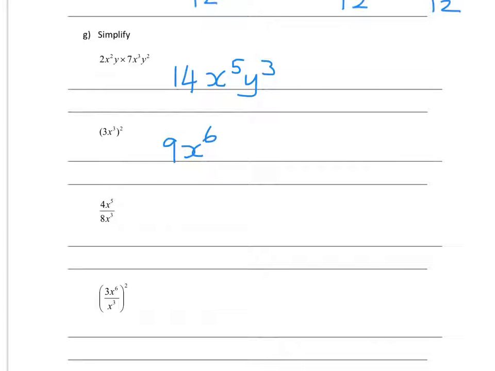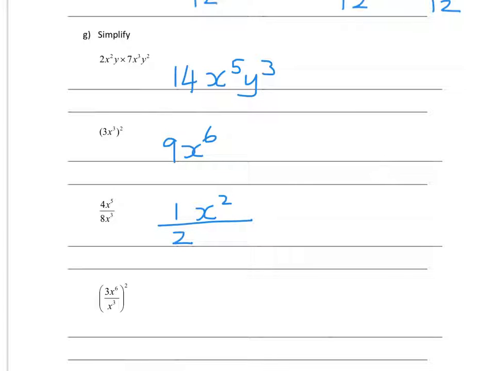On this example, when we divide powers, indices, we subtract the indices. So we simplify the fraction first. Both 4 and 8 divide by 4, so that's 1 over 2. I have x to the power of 5, so 5x is on the top and 3x is on the bottom, so I can cancel those 3x's or subtract them. So 5 minus 3 leaves me with 2, and that's on the top of the fraction.